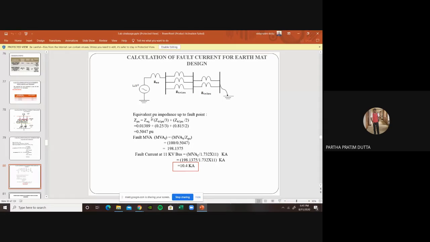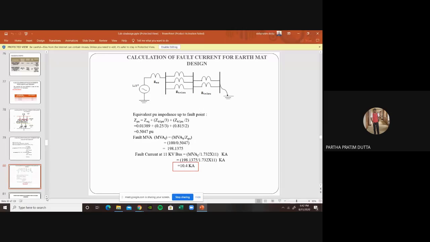You see the equivalent of per unit impedance up to the fault point, ZPU is equal to Z equivalent plus ZTR1 PU by 3, ZTR2 PU by 2. If you do that calculation, the per unit equivalent impedance comes to 0.5047. So fault MVA comes to MVA base by ZPU, 100 by 0.5047, it comes around 198.13. Now this is the fault MVA. So this fault MVA creates the fault current at the 11 kV bus. So fault MVA by root 3 into 11, it comes about 10.4 kiloampere.